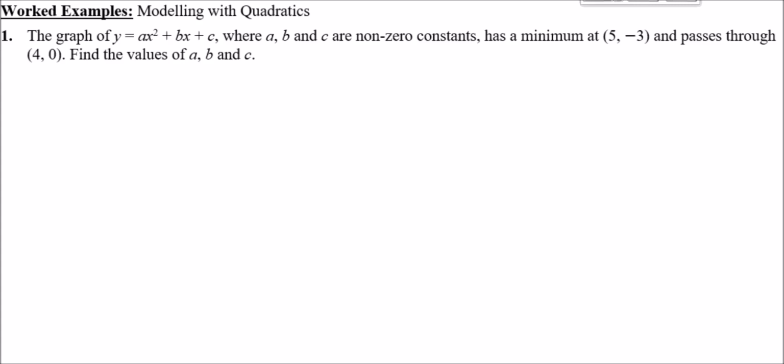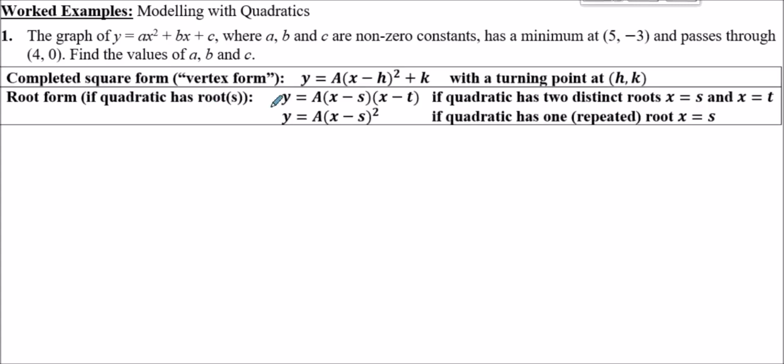So just a reminder before we start, we've got these two main forms for the quadratic. But we are told in this question what the minimum is. And so because we're told what the minimum is, we can use this completed square form to make things easier. So in our case, the minimum is where x is 5. So this h value is 5. The value of y at the minimum, k, is -3.